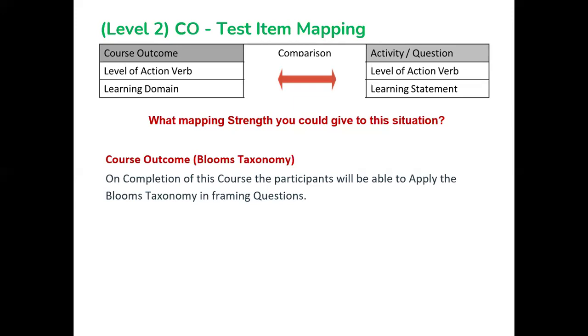Level 3, sir. Level 3. Yeah, this is the apply level. So this is level 3. Now, as a faculty, my goal is that every participant should attain this outcome.